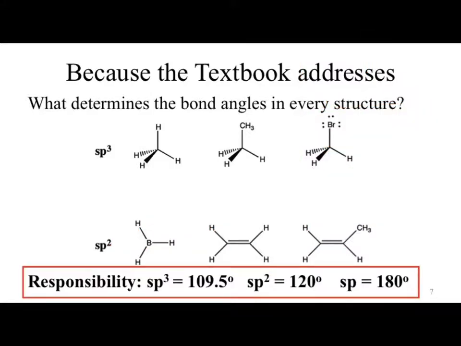So, what do I expect you to know? Your responsibility is ultimately an sp3 hybridized structure gives you 109.5 degrees for your bond angles. sp2, 120, sp, 180. Okay? That's what I want you to be aware of. You should be able to think and reason out why those bond angles will change, but I expect you to tell me that those are the bond angles within there.